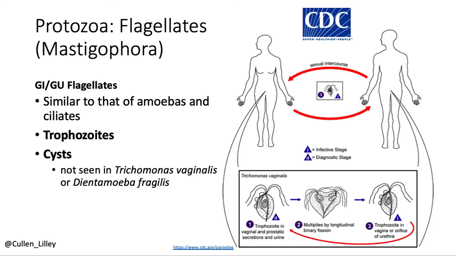But the GIGU flagellates on the right, this is an example of the Trichomonas vaginalis, which is a sexually transmitted flagellate, and you can see there's no cyst phase. It doesn't really need it because it doesn't need to be stable in the environment. It goes directly from person to person.